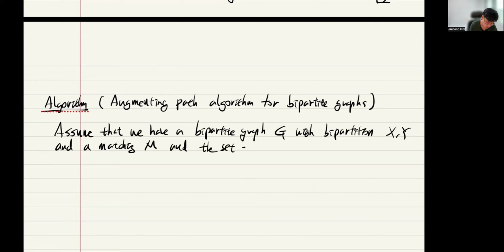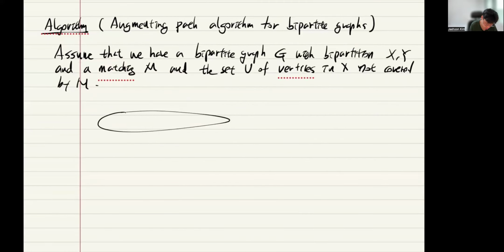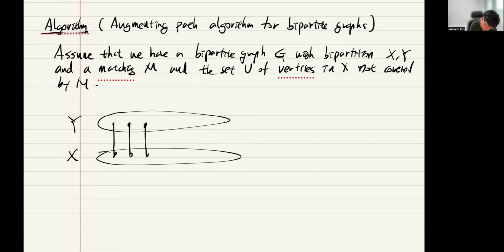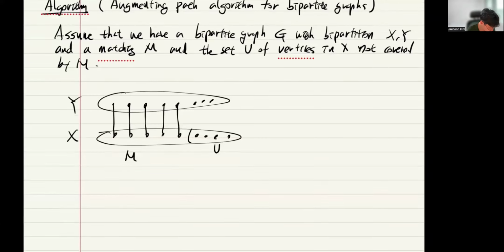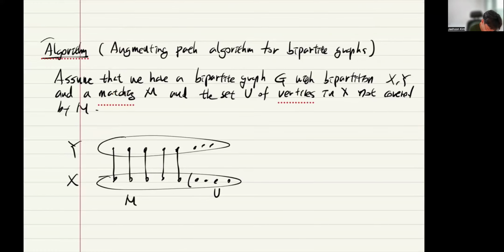And let U be the vertices not covered by M. So let's say you have Y, X, and M. And what does this algorithm do? We want to find an M augmenting path for a given matching M. Or if there is no such M augmenting path, then we want the algorithm to return the fact that it doesn't have an M augmenting path.